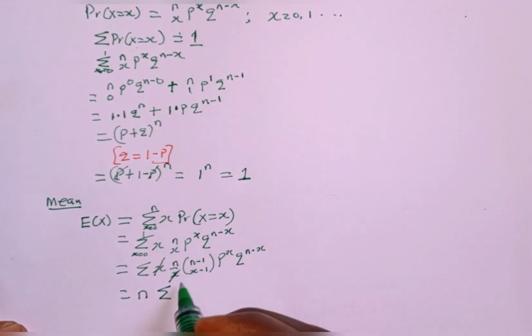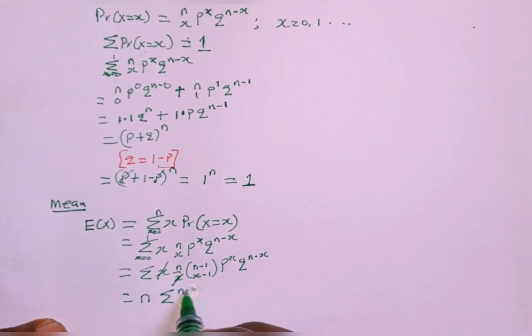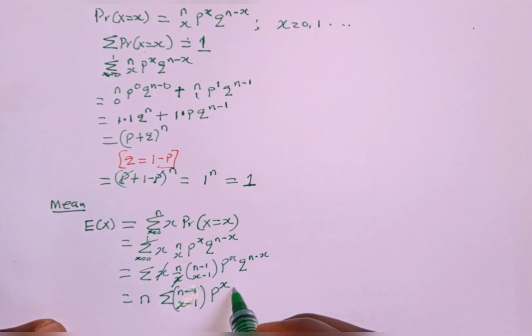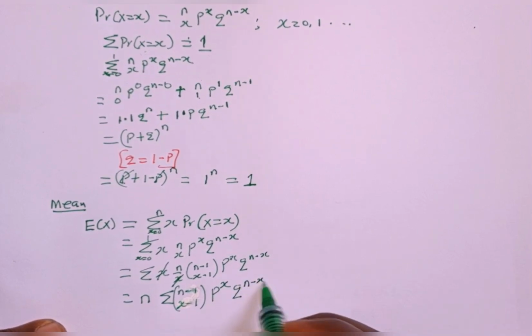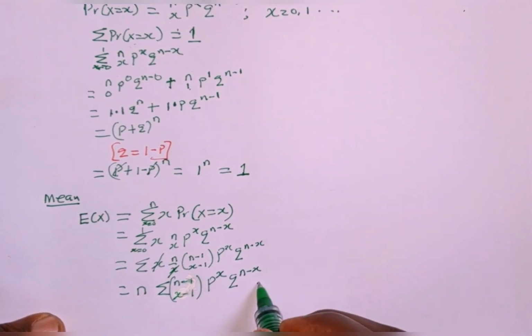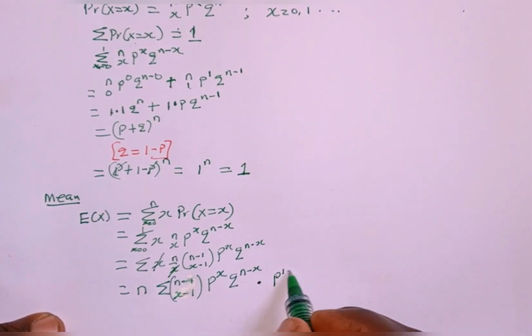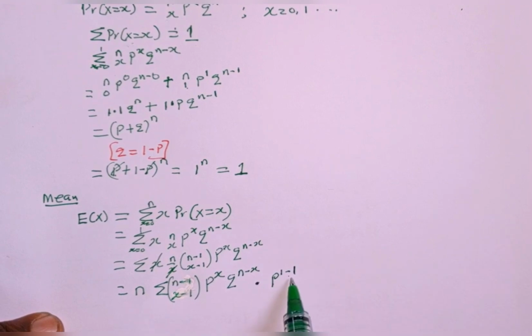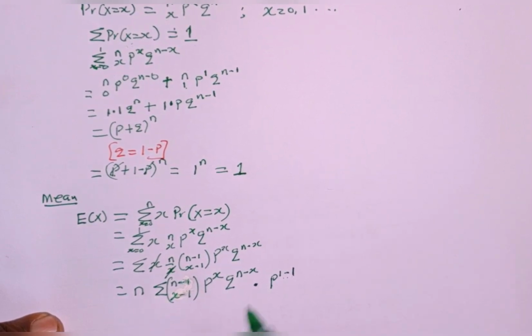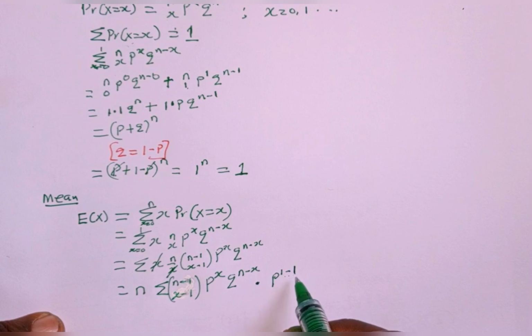It's going to be n times the summation of (n minus 1) combination (x minus 1), then p to the power x, then q raised to the power of n minus x. But in this case, we're going to introduce something. You know, when we say p raised to the power of 1 minus 1, 1 minus 1 is 0, then p to the power of 0 is the same as 1. Therefore, if you use that 1 to multiply by the whole of this, it's still the same, nothing changed. So we introduce p to the power 1 minus 1.